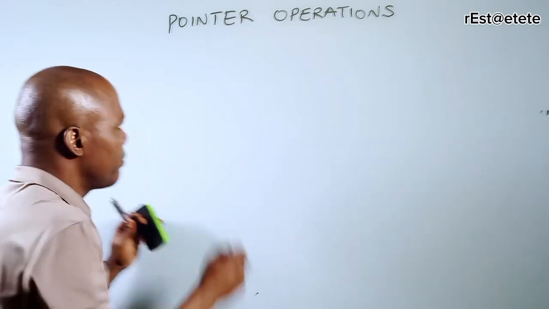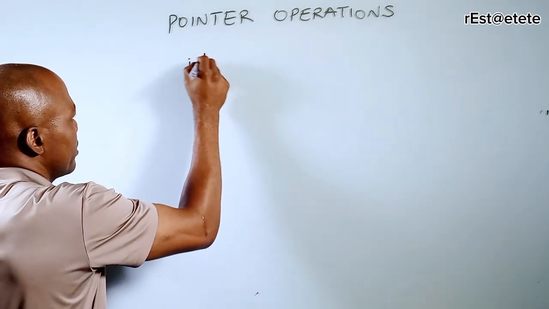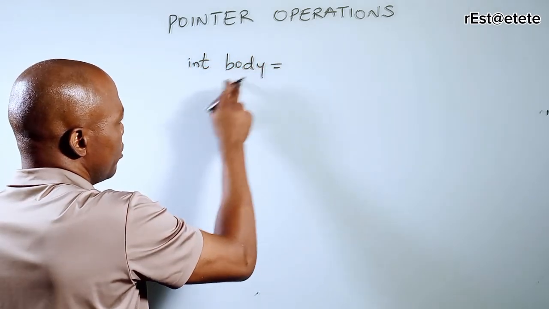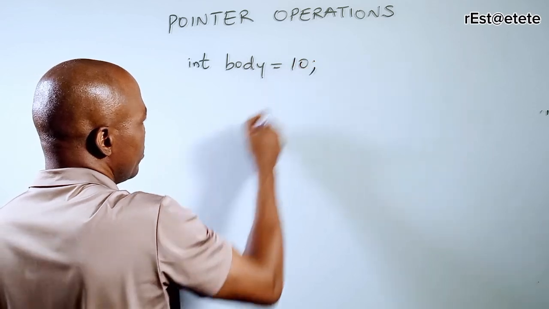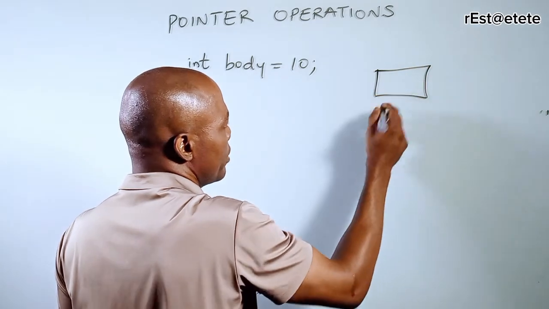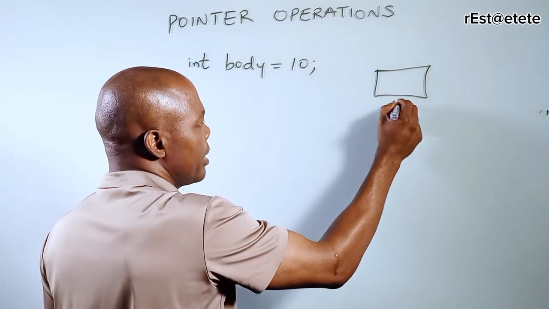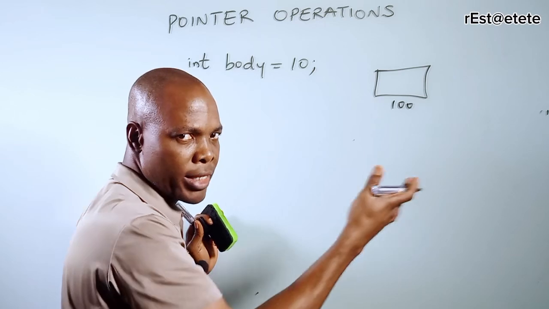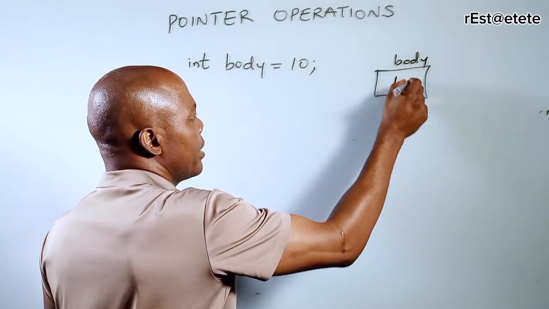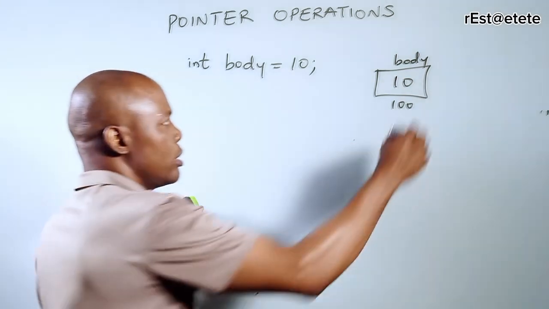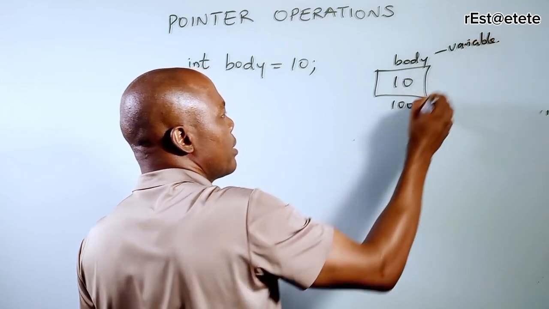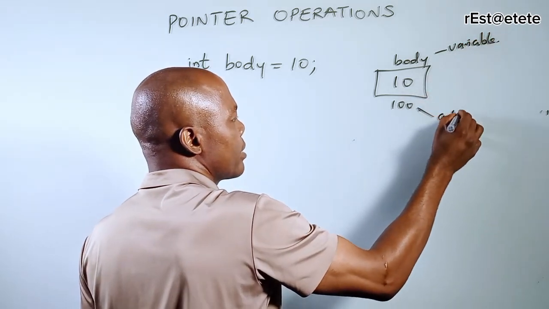So I'm going to declare a variable. I will say int body. This is the variable name, right? Int body, and I'm going to assign 10 to it. The moment I do this, a memory location will be created, with address 100. I'm assuming it should be hexadecimal. So the name is body, and 10 is stored in this body. So this is a variable, right? And then this is the address.